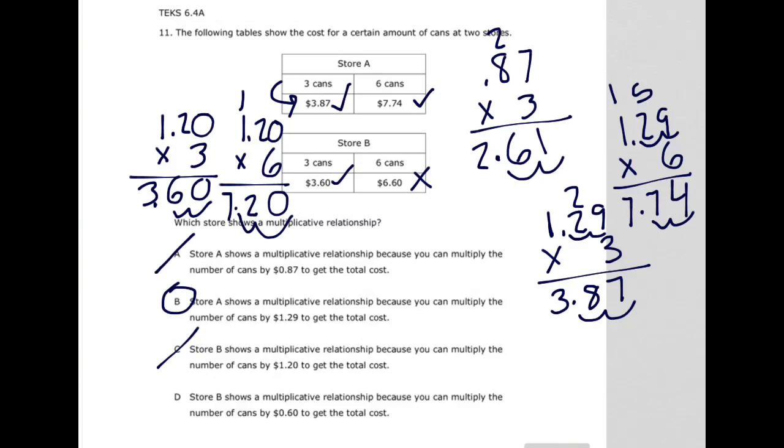And then store B shows a multiplicative relationship because you can multiply the number of cans by 60 cents to get the total cost. So if I multiply 3 times 60 cents, 3 times 0 is 0, 3 times 6 is 18, move it twice, that's $1.80. 3 cans is not $1.80 for store B, so D is incorrect, which leaves me with one answer that's correct, answer choice B.